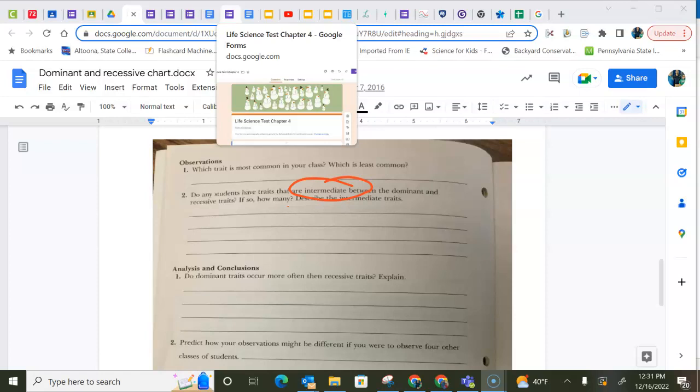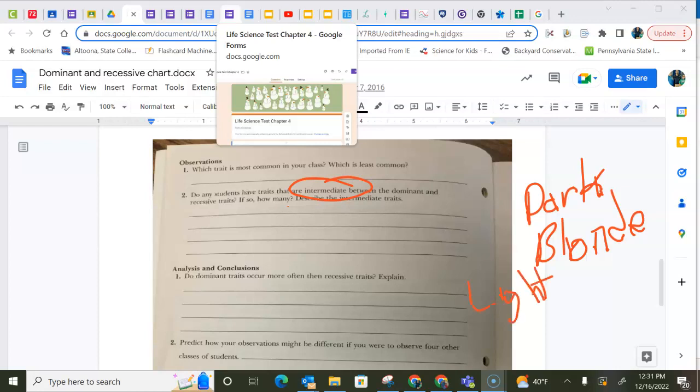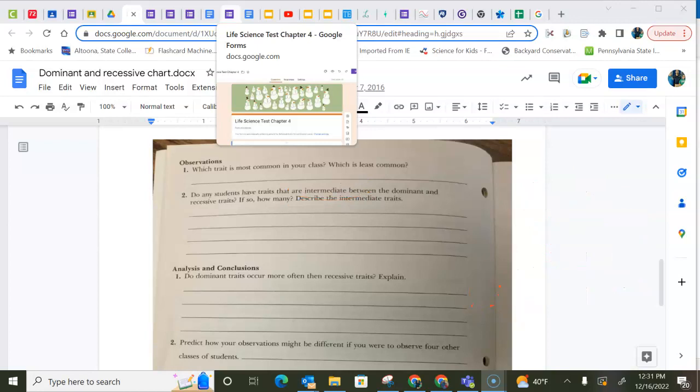In that case, this is like dark blonde that you almost think is brown. Or some people have really light brown. So any of those things could be involved in that.